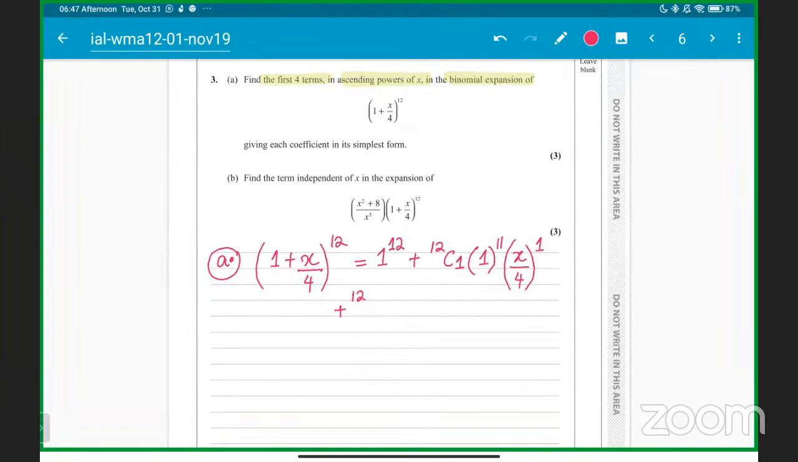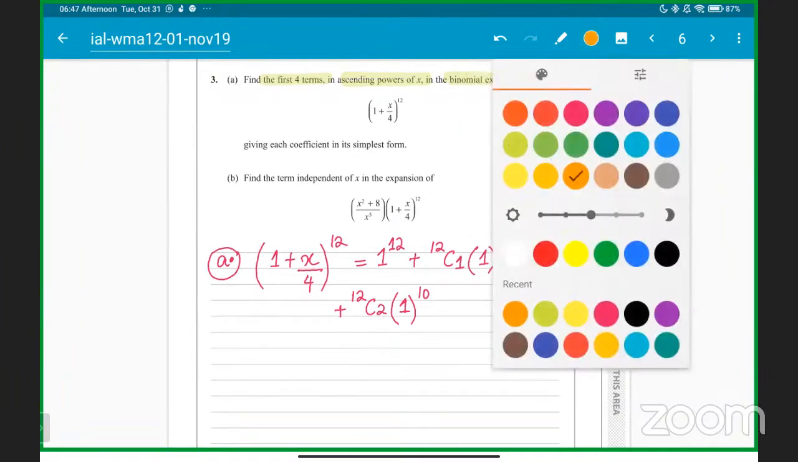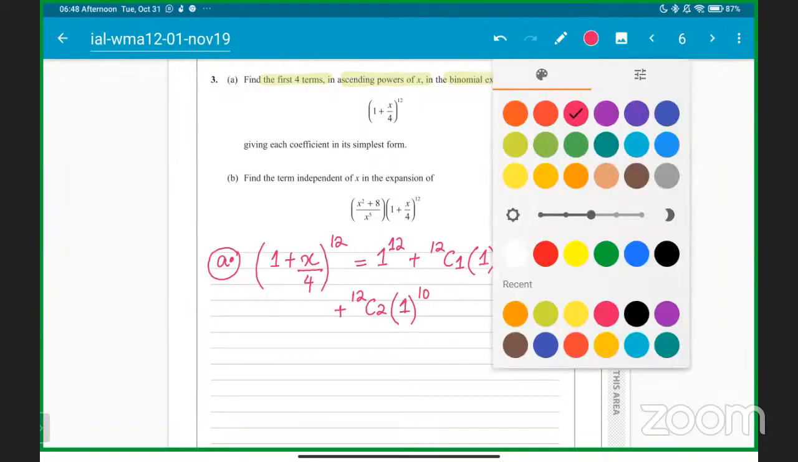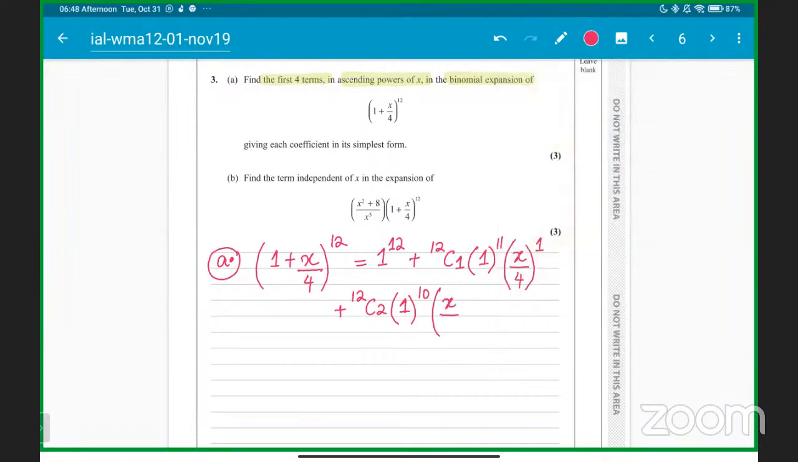Then the third term will be 12C2, 1 to the power 12 minus 2, that's 10. Basically, whenever you have 1 here, it always means that it's irrelevant, okay, because anything to the power of 1 will be 1, okay, right? So that's what we are saying here, that it will be (x/4) to the power of 2, okay, understood? Clear? Got it?